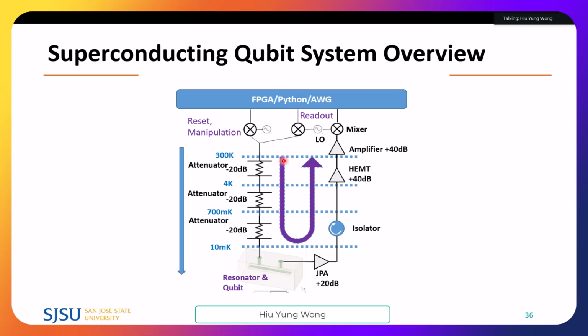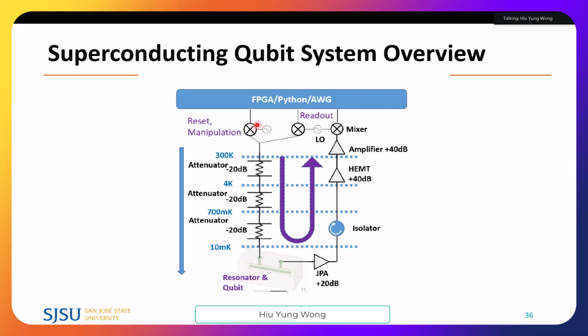Okay. So now let me step back. I still have five more minutes. Let me just step back to see what the system looks like. In a quantum computer, you do Python programming, you have a lot of FPGA, a lot of arbitrary waveform generators, and eventually you create the S(t), the envelope function that I mentioned earlier.